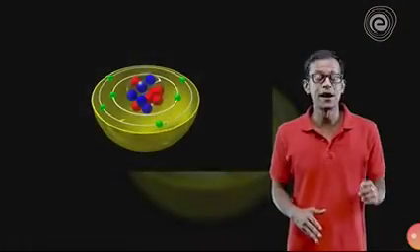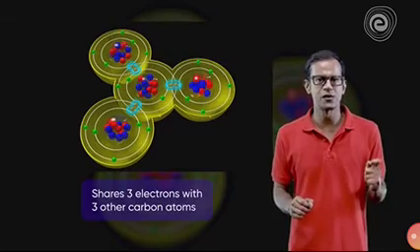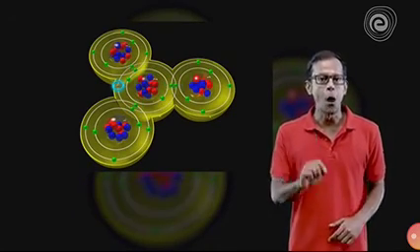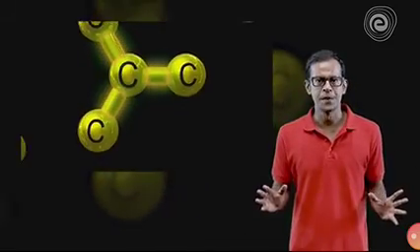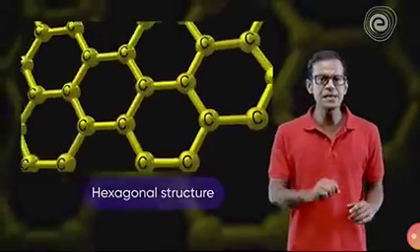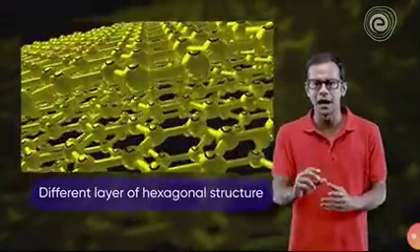In graphite, there are 4 valence electrons of carbon. Out of these 4, it shares 3 electrons with 3 other carbon atoms, while 1 electron remains free. This forms a hexagonal structure. Many such hexagonal structures are arranged one above the other.